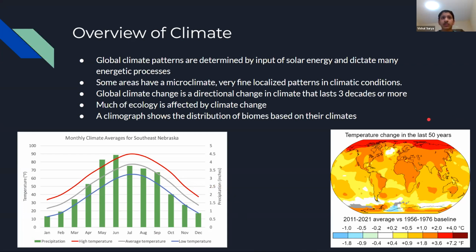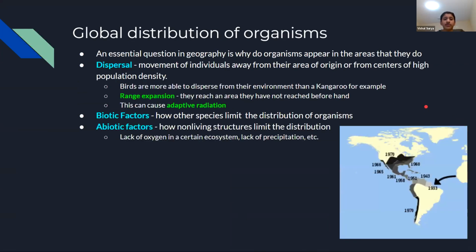Okay, so next, let's talk about the distribution of organisms. Just as much as the organismal interactions are important, the distribution of where organisms are dictates these interactions, because if two organisms are in the same area, they're more likely to interact with each other and produce these ecological outcomes. So an essential question in geography and ecology is, why do organisms appear in the areas that they do appear in? There are three areas where scientists have tried to figure it out.